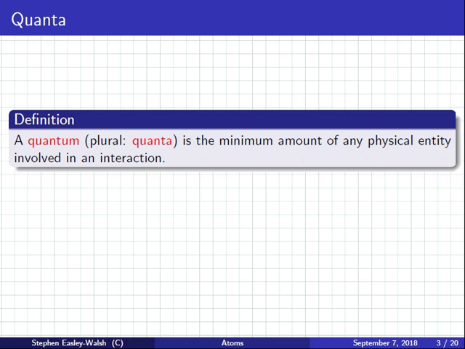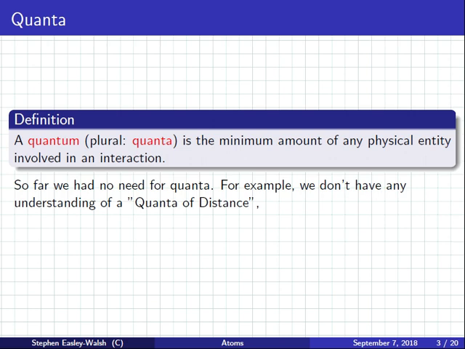Okay. Got that? Yeah, continue. So far we had no need for quanta. For an example, we don't have a, now see, I'm not sure if I'm misusing it, I should say a quantum of distance. Oh, my English is so bad. Do I need the singular or the plural here? Quantum is more commonly heard.